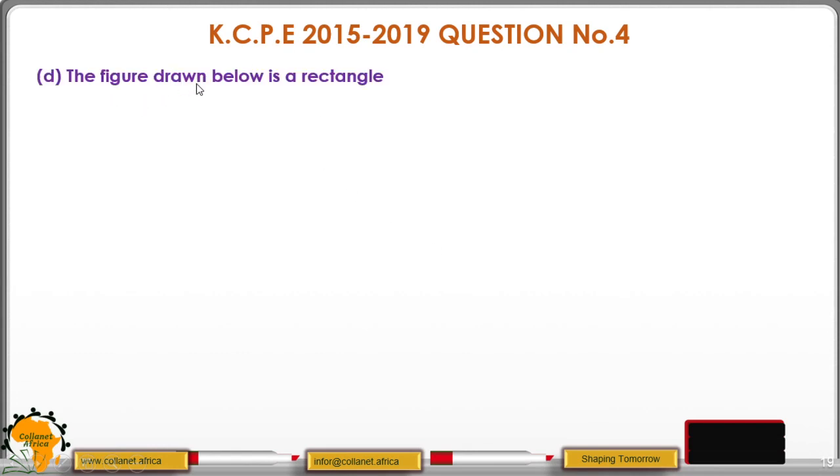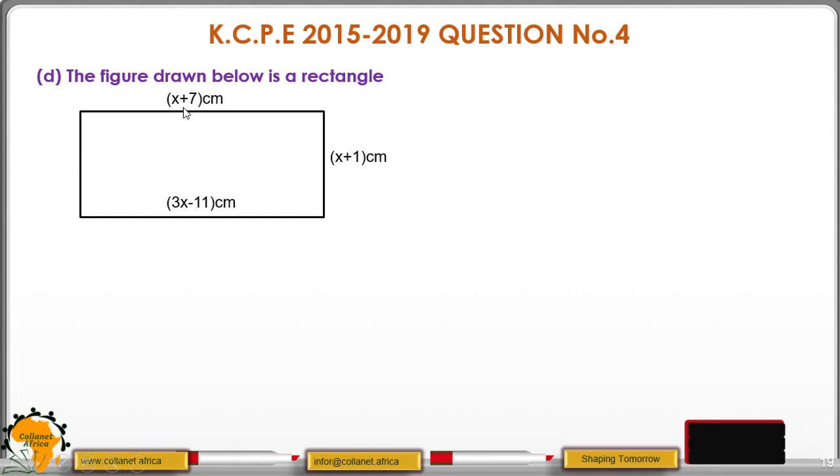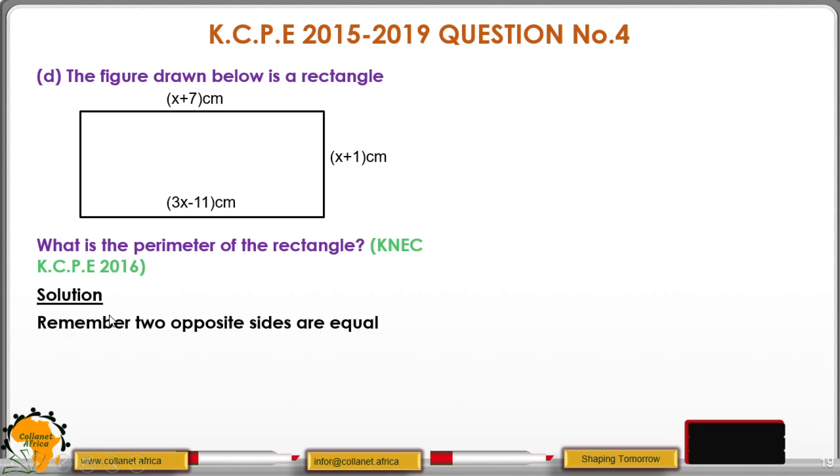The figure below is a rectangle. We have this, that, and that. So what is the perimeter of the rectangle? This was 2016, and in this case the solution, remember the two opposite sides are equal, so this side and this one are equal, and this one is equal to this. And since you are provided with the length, know that this one is equal to this. That should be the first thing that comes to your mind, so that you can get the value of x. This one is known as algebra.